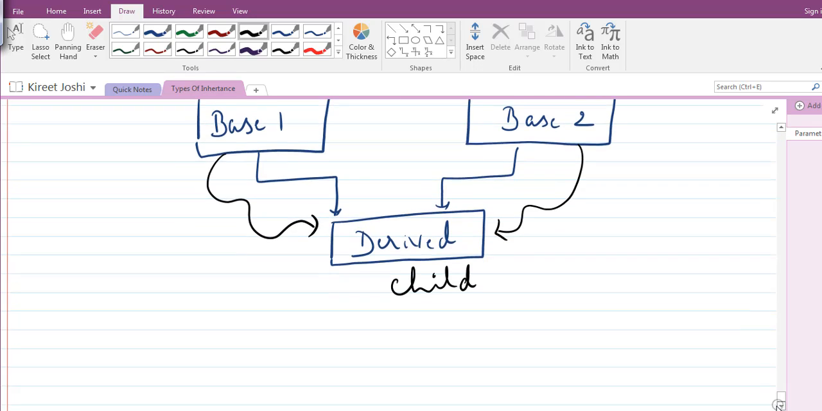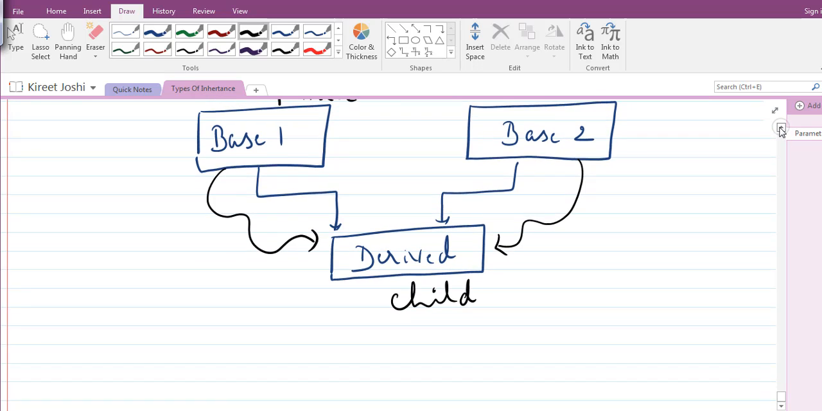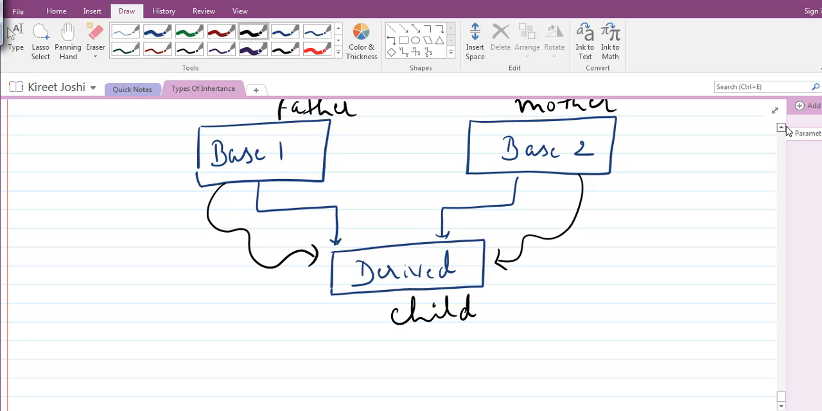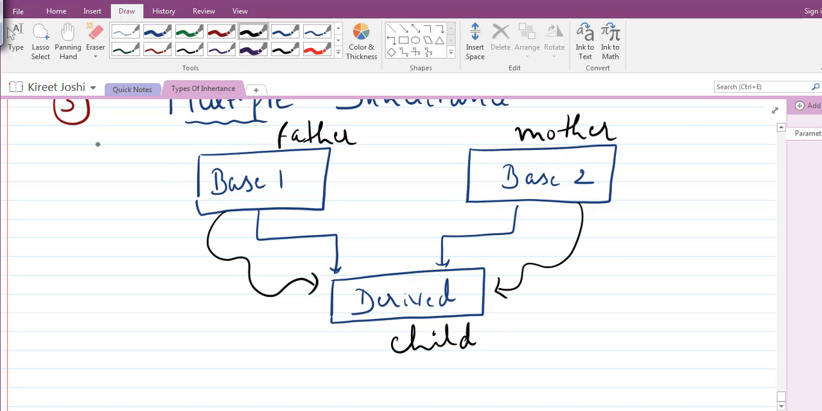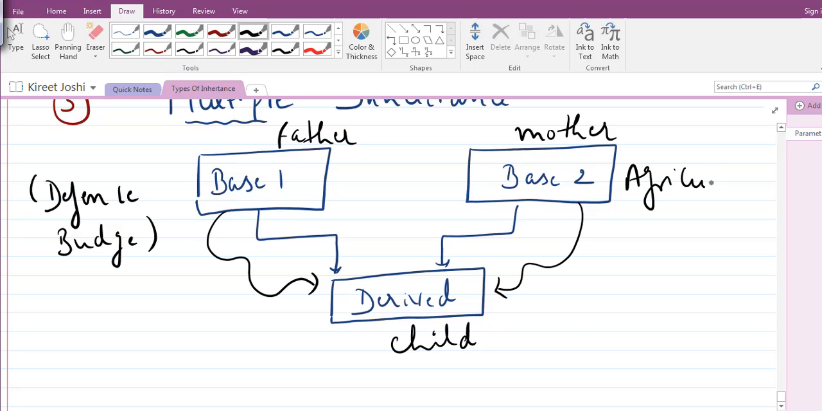So this is an example, or you can also correlate this example to a certain real life example, like we can say that there is a budget, where this is a defense budget, and this is an agriculture budget. I know you must be knowing what a budget is. So this is a budget.